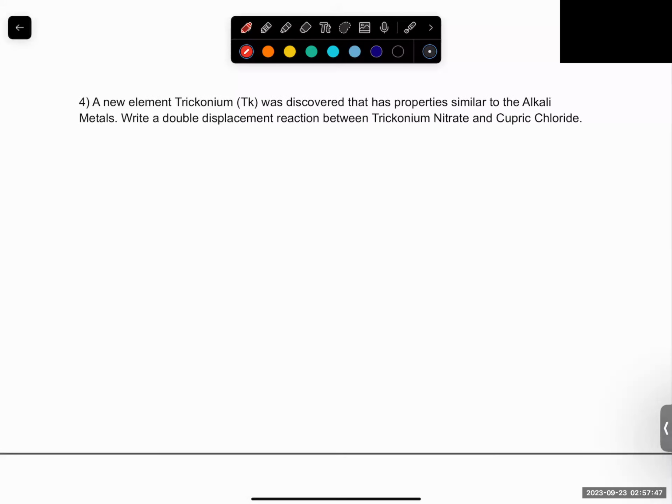All right, let's do this one. Number 4. A new element, trichonium Tk, was discovered that has properties similar to the alkali metals. Write a double displacement reaction between trichonium nitrate and cupric chloride.